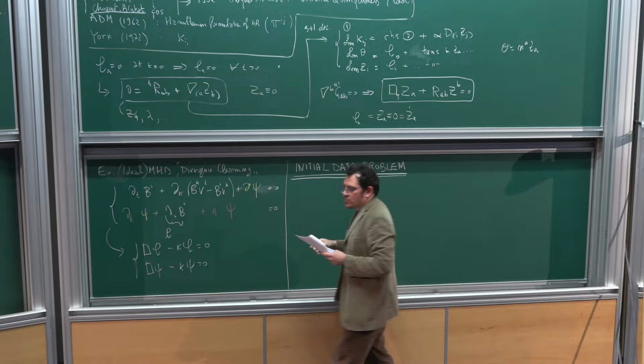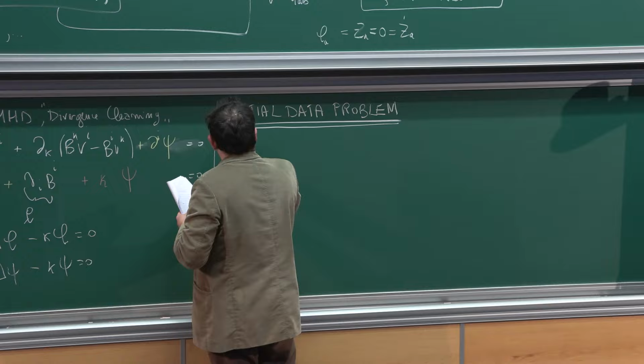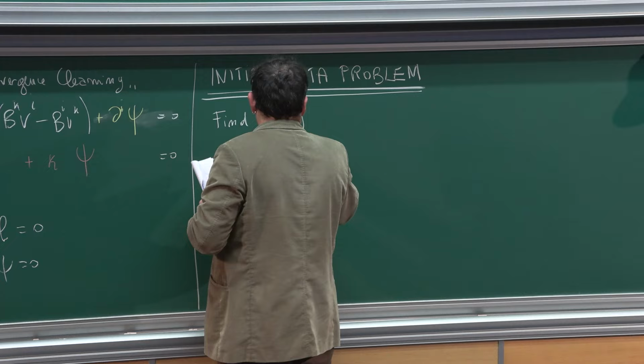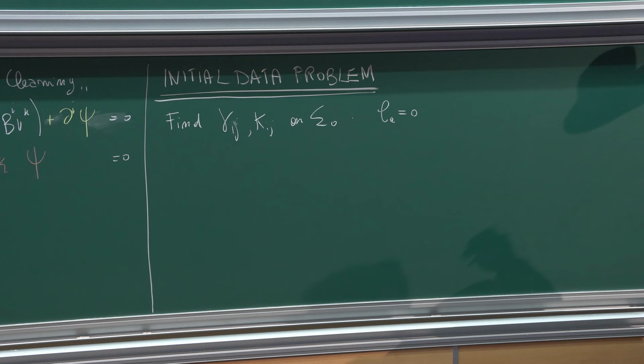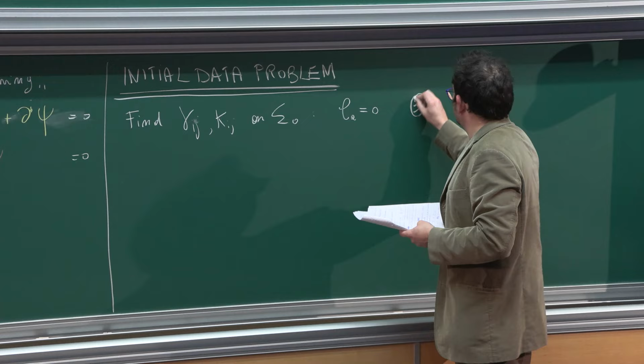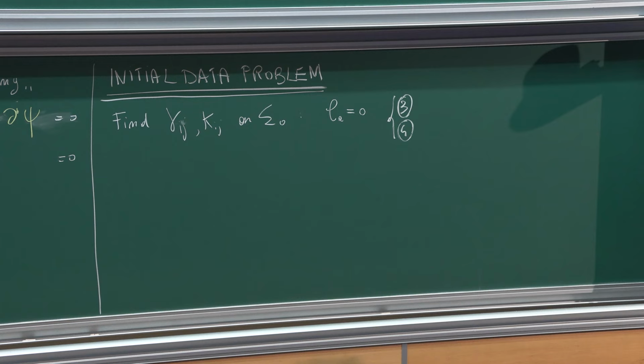So this you certainly have to do. An initial data problem is very simple. If you want to put it in a line, it's find gamma ij, kij, such that on sigma zero the constraints are solved. So solve the constraint for the main variables, position and velocity. So equations 3 and 4. Equations 3 and 4 are 4 equations, and these are 12 components.